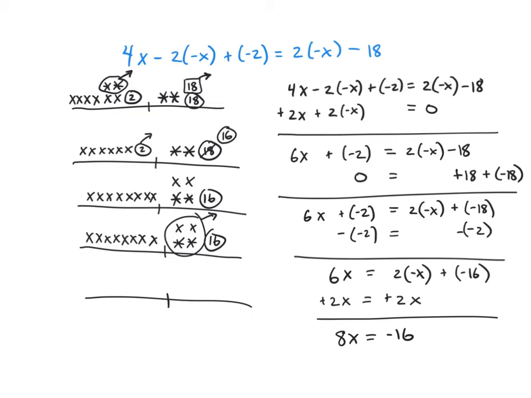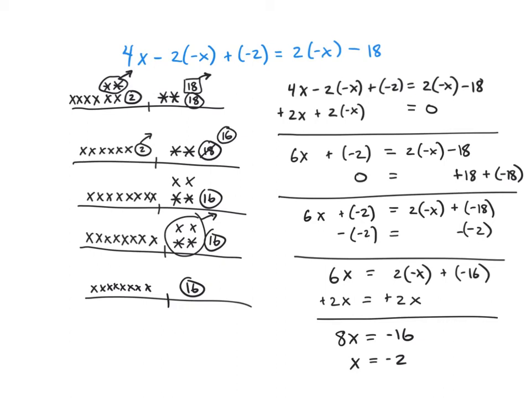And over here, we can redraw that and see that 5, 6, 7, 8 is equal to negative 16. Well, if 8x's is equal to negative 16, 1x is equal to negative 2. You'll notice that once you get into more difficult equations, it gets to be very complicated, and you really just have to take it step by step.